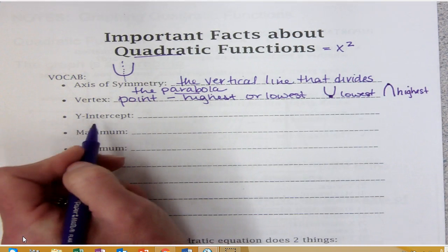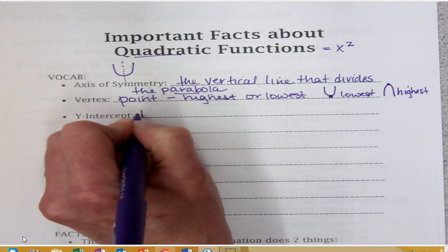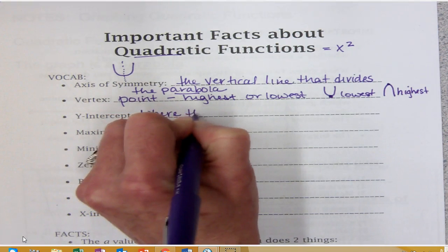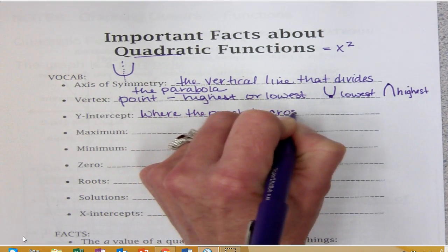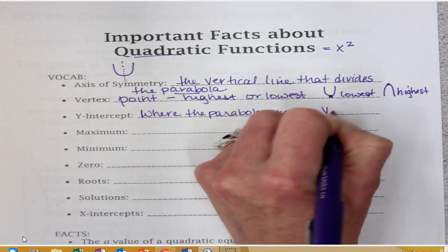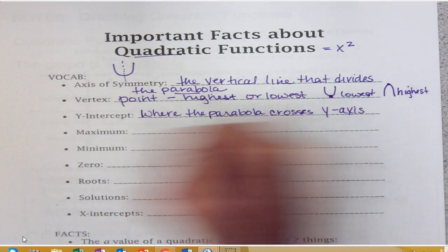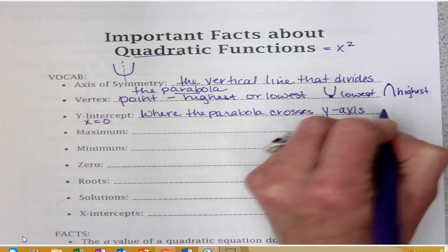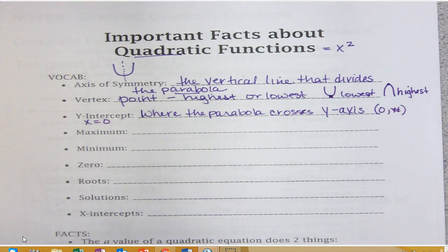Okay. Then we have the y-intercept, which is where the parabola crosses the y-axis. So that is when x equals 0. When x equals 0, that's the number that the parabola is at when it crosses the y-axis.